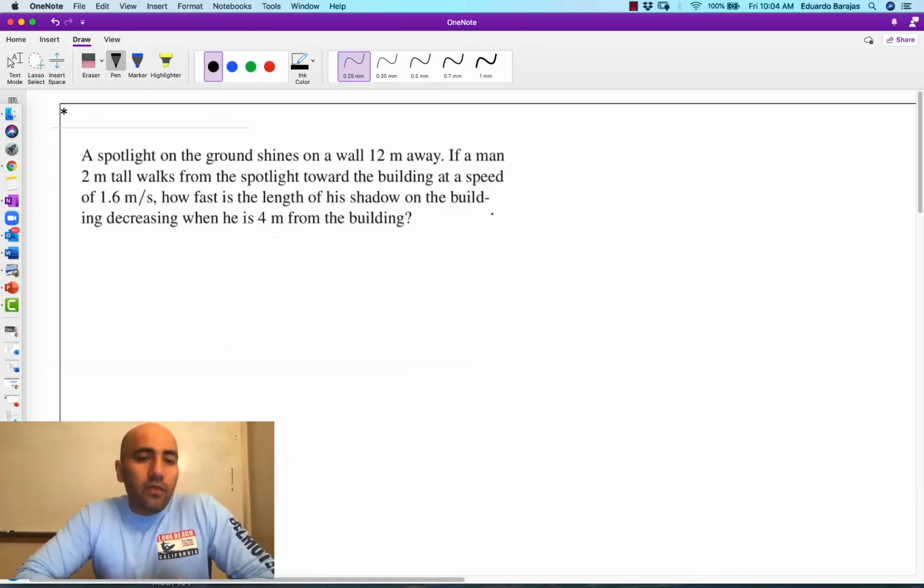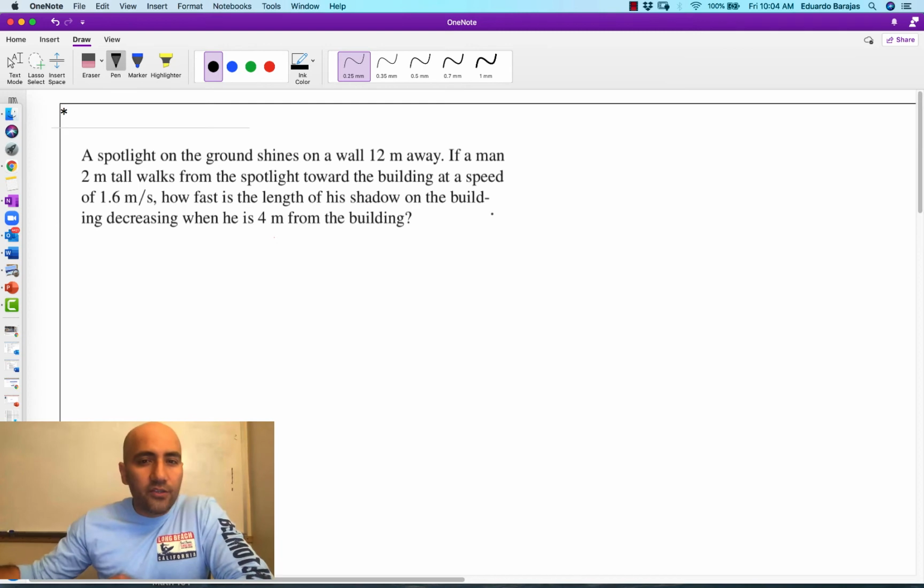Okay, a spotlight on the ground shines on a wall 12 meters away. If a man 2 meters tall walks from the spotlight towards the building at a speed of 1.6 meters per second, how fast is the length of his shadow on the building decreasing when he is 4 meters from the building? Okay, so carefully read it once. Make sure you have an idea of what's happening. Maybe read it twice if you need to.